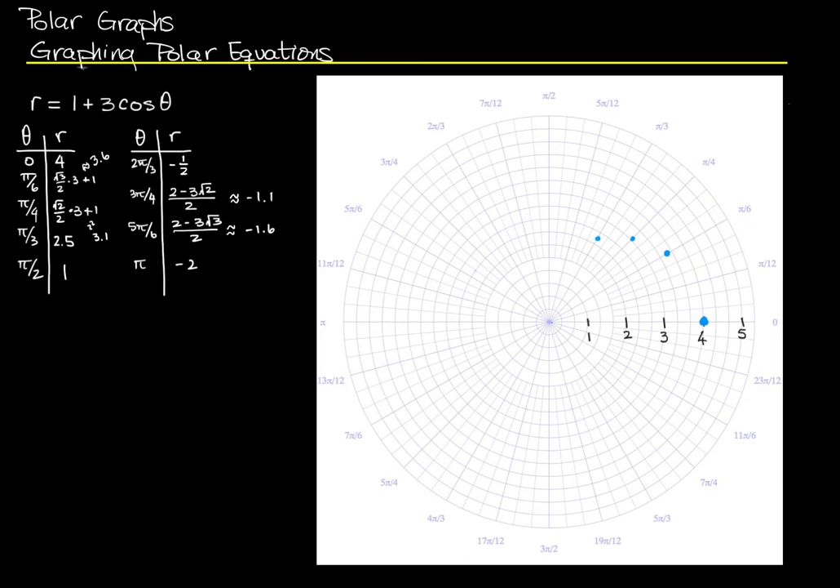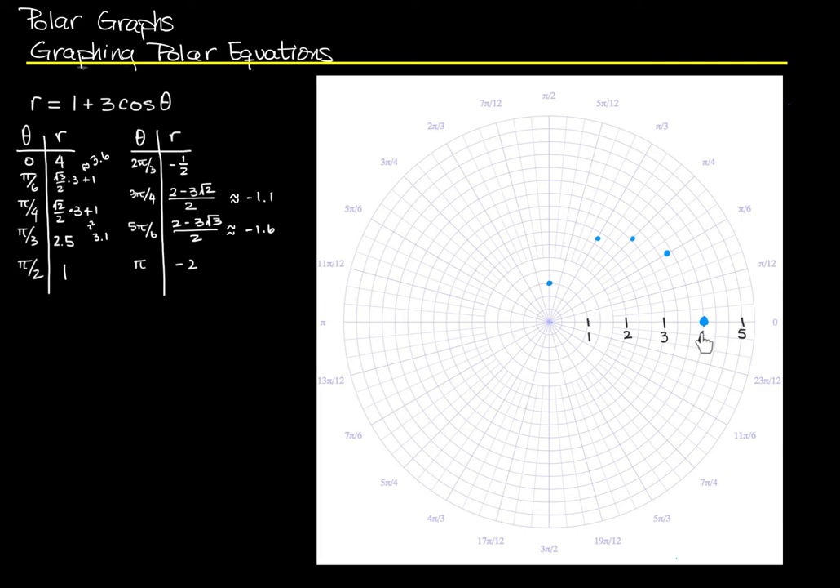The next one is pi over 2, comma 1. Can you find that one? Find the pi over 2 line. It's actually an angle. The line just represents how far around the circle you've traveled. Now from that angle, on that line, go out from the origin, go out from the pole 1 unit. Your point should be right here.